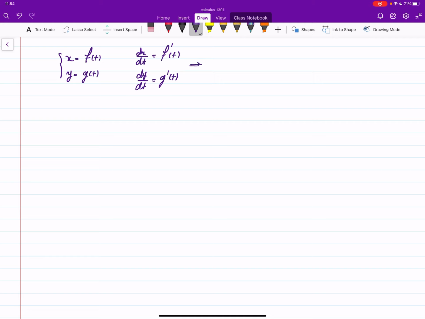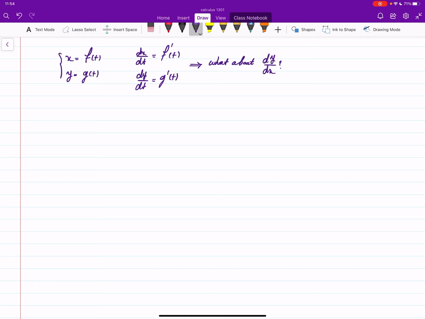There is an even more important or interesting derivative to find. What about dy/dx? Just get rid of t and just find dy/dx.